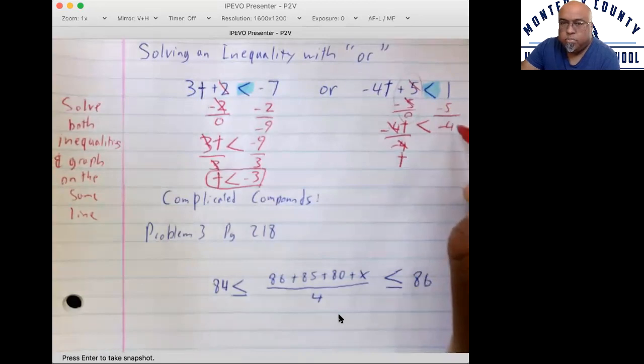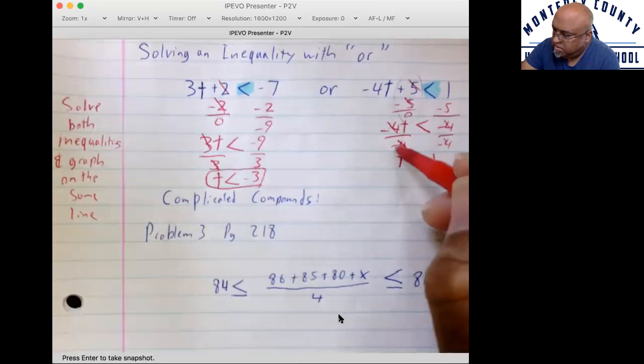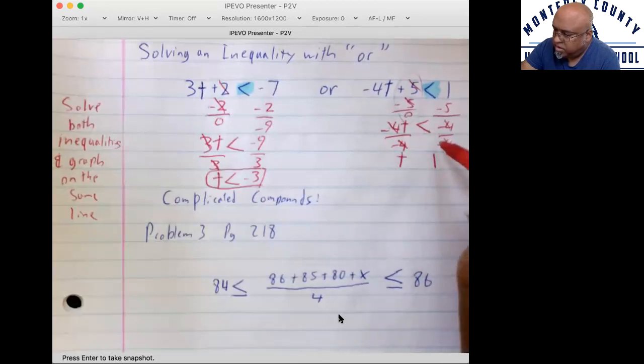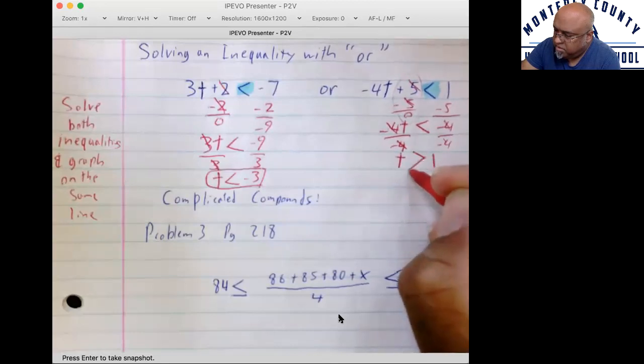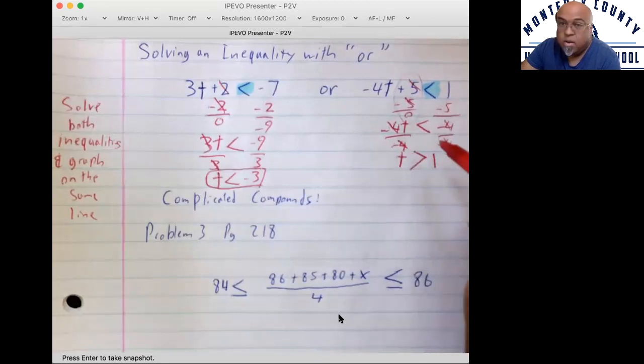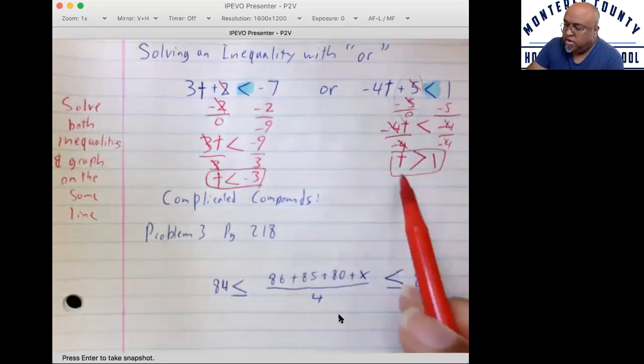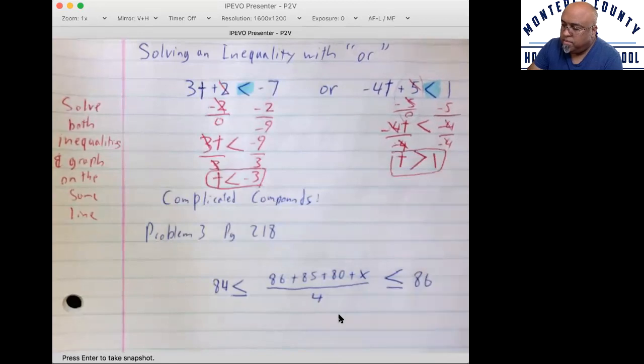Negative 4 divided by negative 4. That leaves me with positive 1. But wait, I divided both sides of my inequality by a negative, so that means I'm going to switch my sign. Remember, if you do a negative to both sides, whether it's multiplication or division, your sign switches. So now I have t is greater than 1.